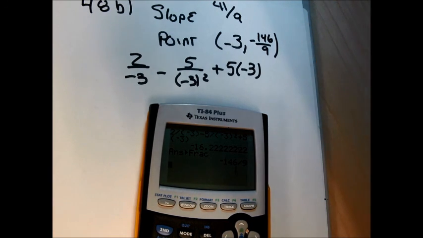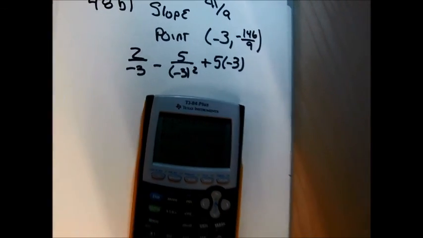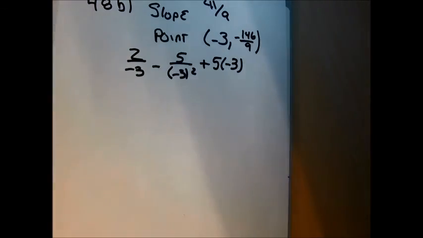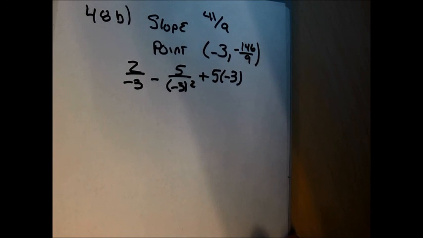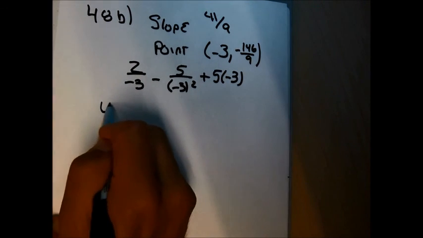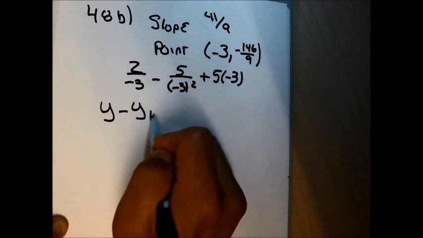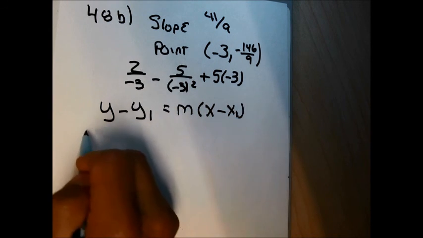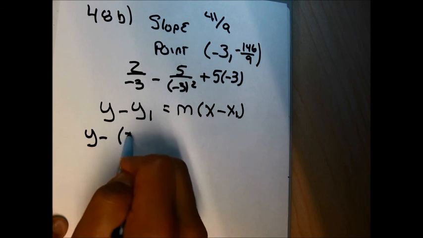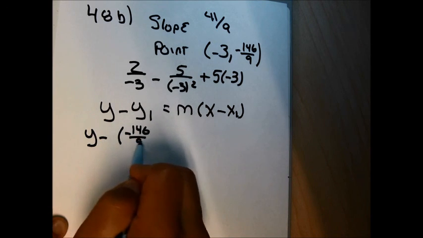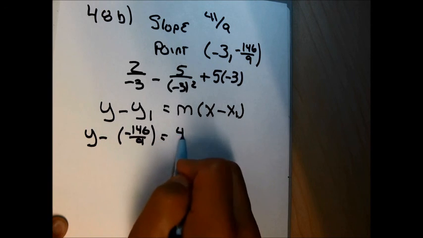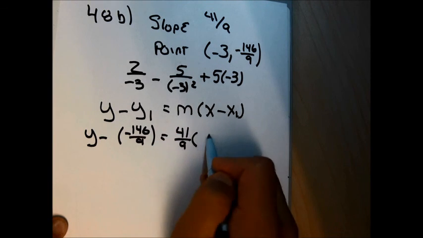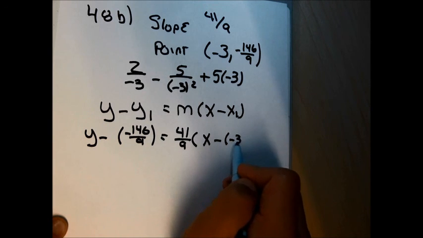So you can definitely exploit your calculator to do just basic arithmetic that you don't care to do by hand. I don't want to bog you down, the calculus is enough work, and adding and subtracting fractions using your calculator is completely legal. So now I'm going to find the equation of the line going y minus y1 equals m times x minus x1. That's going to give me y minus a negative 146 over 9 equals 41 over 9 times x minus a negative 3.